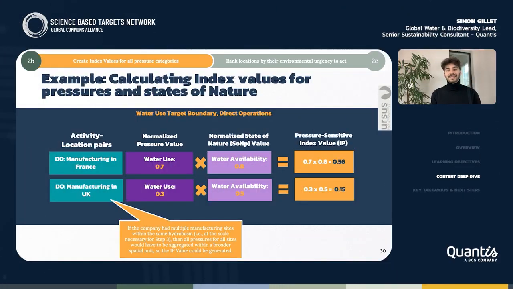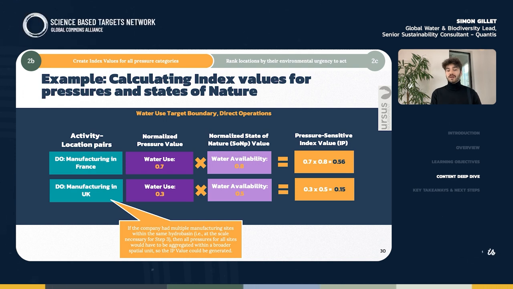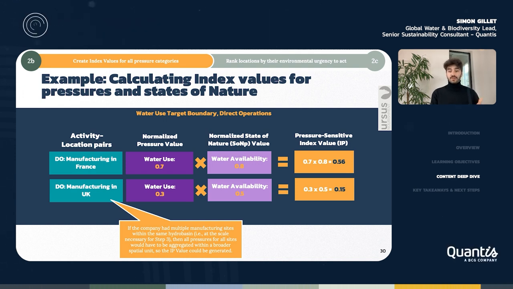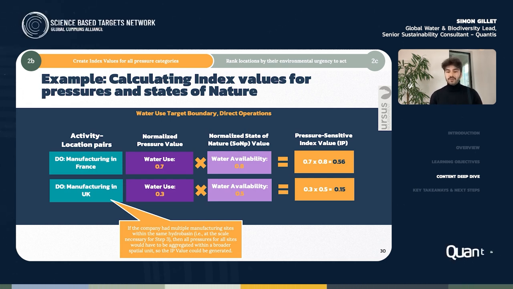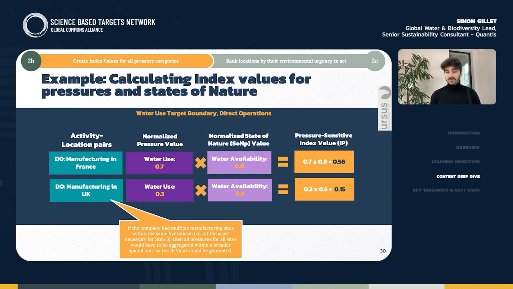We can repeat this exercise calculating index values for every other location in this target boundary, water use. For example, for manufacturing activities in the UK, multiplying the normalized pressure and normalized state of nature, we get the pressure sensitive index value 0.3 times 0.5, here 0.15. Now that the index value for each pressure has been calculated, the company will be able to rank sites connected to a given pressure from high to low, taking higher values to mean higher priority for action.